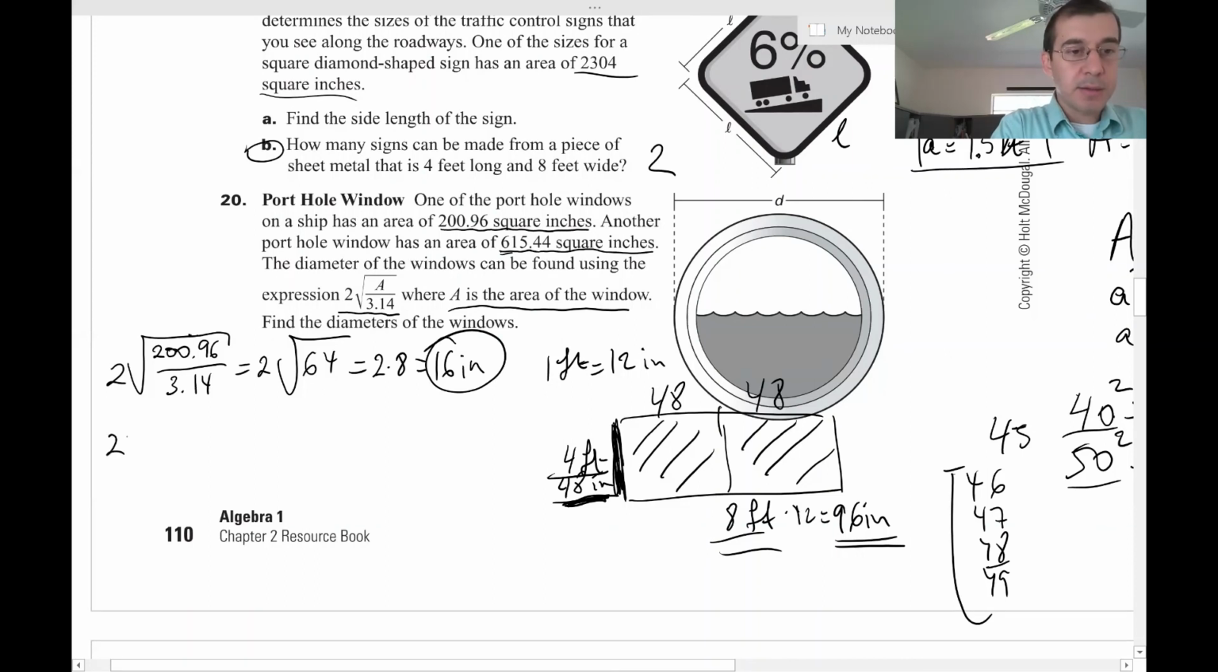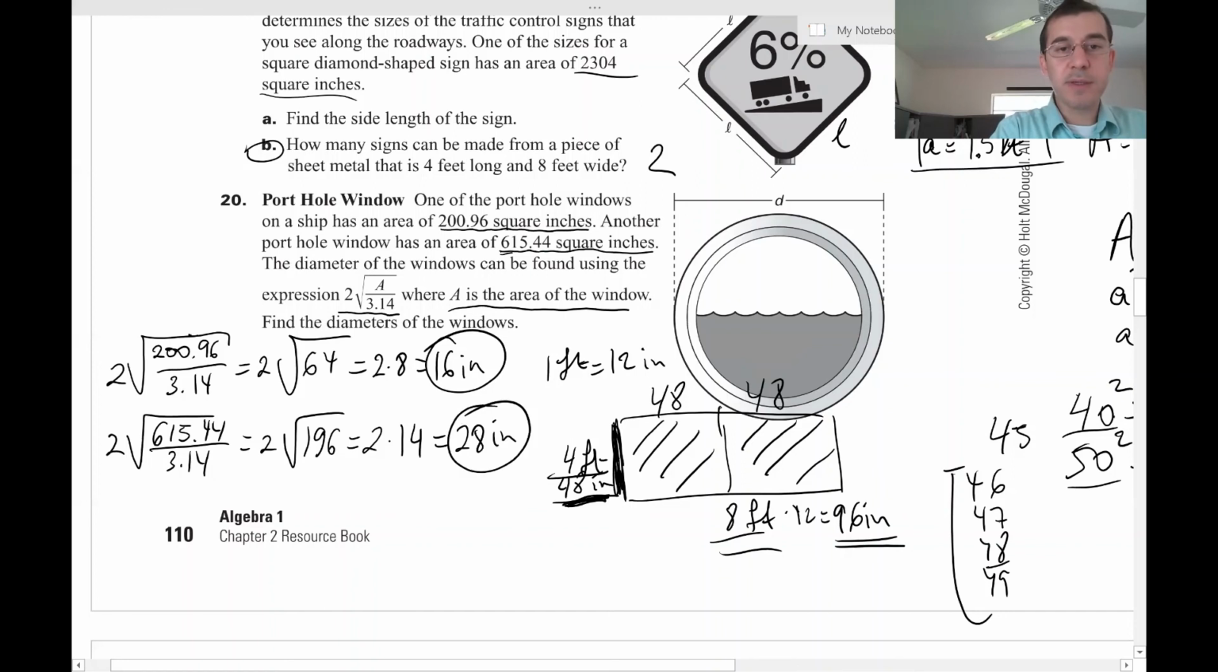And then the second window, we have 615.44 over 3.14. 615.44 divided by 3.14, that's 196. So this is 2 times the square root of 196, which is 14. So 2 times 14 is 28. So 28 inches is the diameter of the second window.